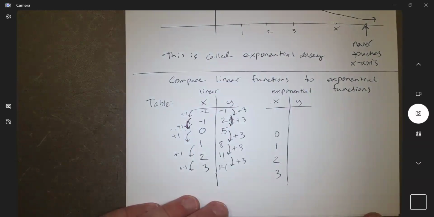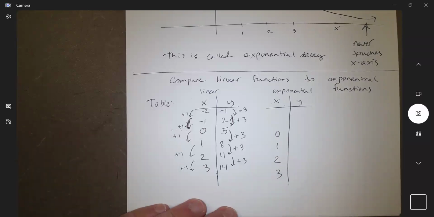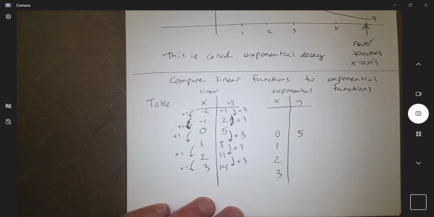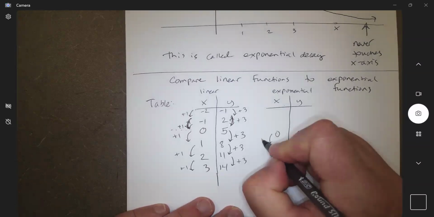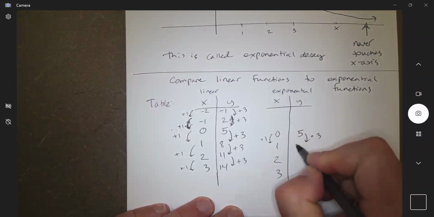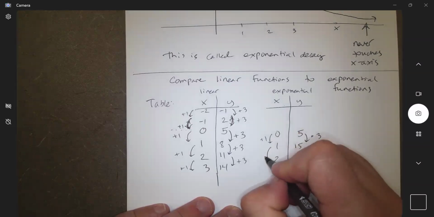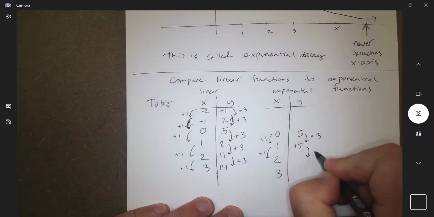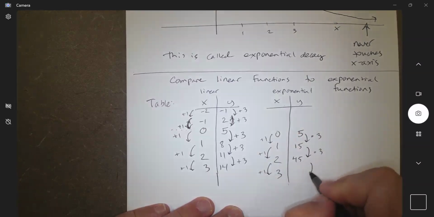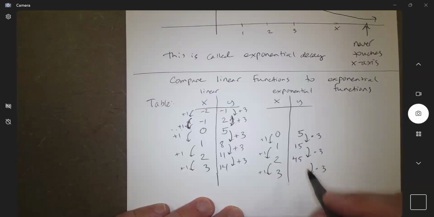Let's build an exponential function that's very similar, because the numbers are all going to start off looking pretty much the same, but it's going to change. So let's say with our exponential function, we start at 5. But this time, when you add 1 to the input, what do you do to the output? Do you add or you multiply? You multiply. Let's multiply by 3. That takes us to 15. And then we multiply by 3 again, which takes us to 45. And we multiply by 3 again, which takes us to 135.